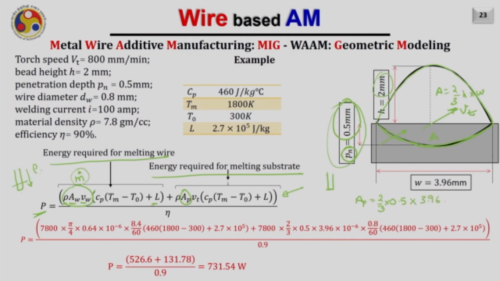Now we will put all these values here because everything is known to us, and after simplifying we obtain the power equal to 731.14 watt, and that will be divided by the efficiency. As a result, the required power is 731.54 watt.